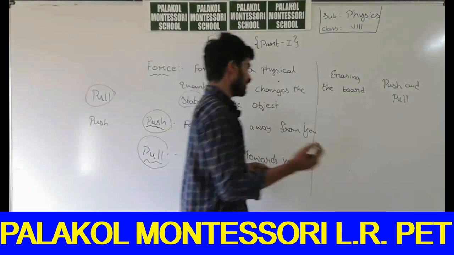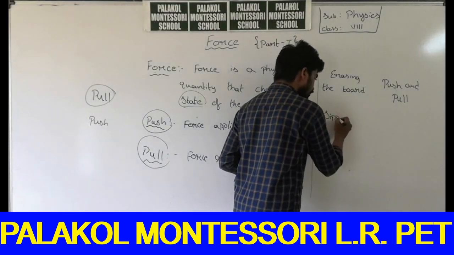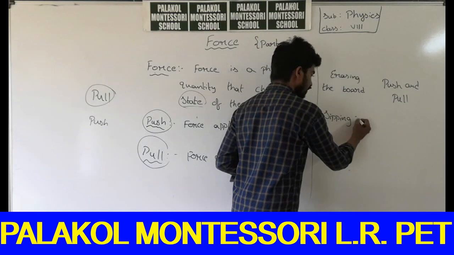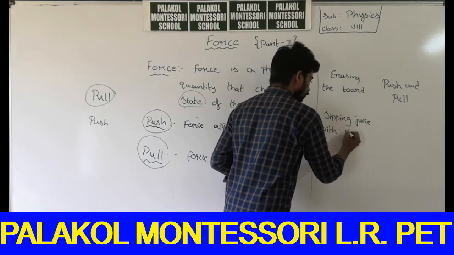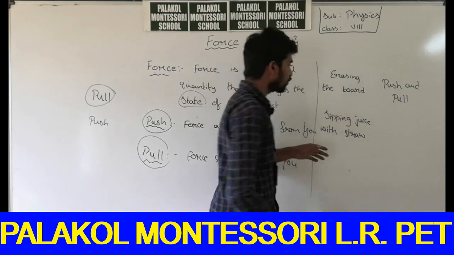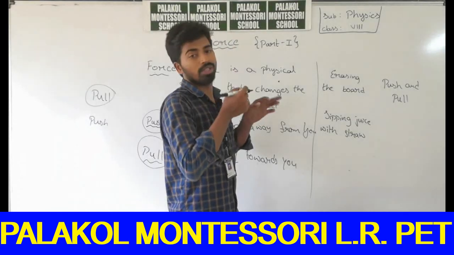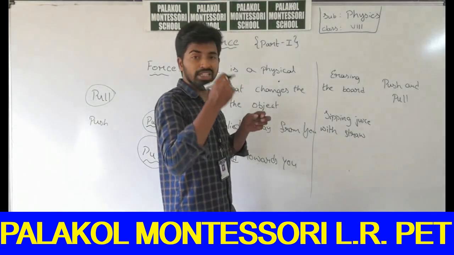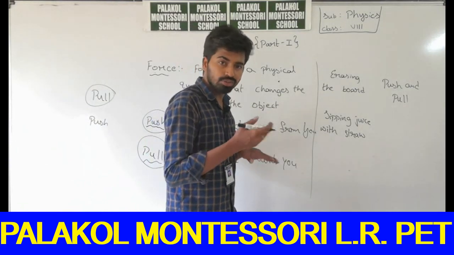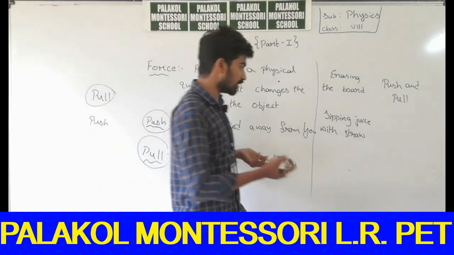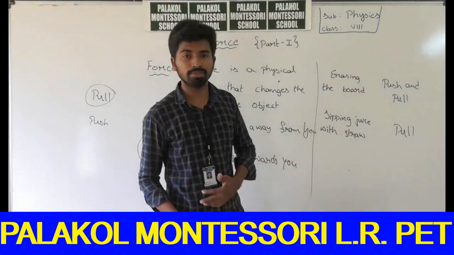Let us discuss another example: sipping juice with a straw. What type of force does it include? What type of action is included? Sipping juice means you are pulling the juice towards you. You are applying force on the juice towards you. So, this includes the action of pulling. Sipping of juice includes pulling.